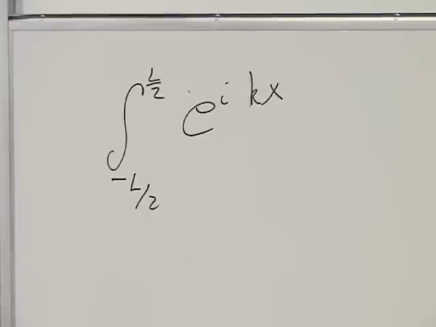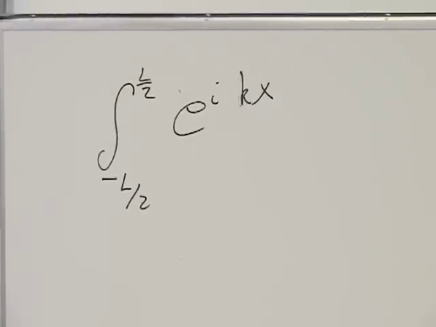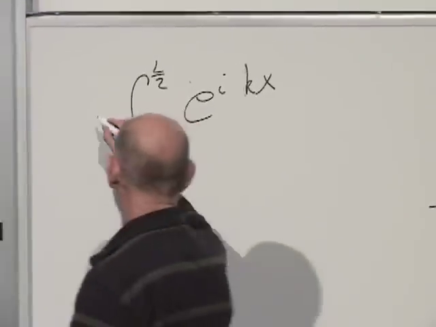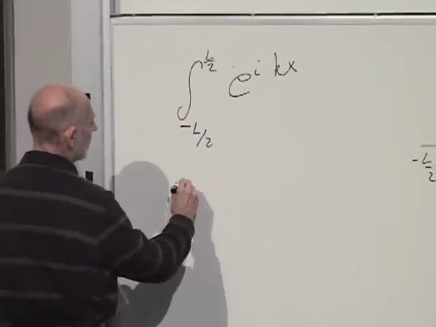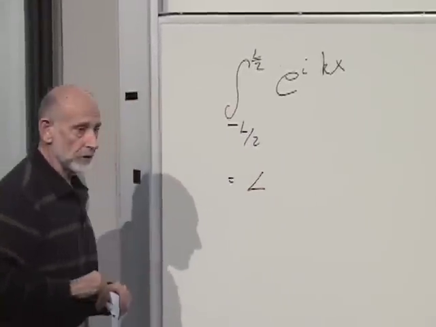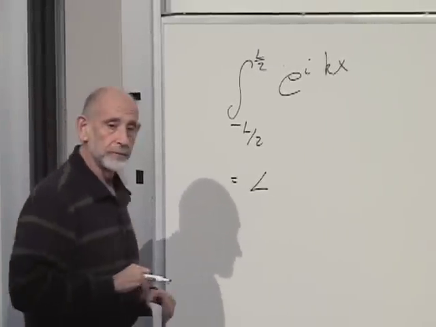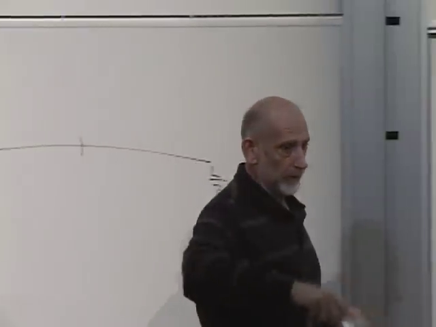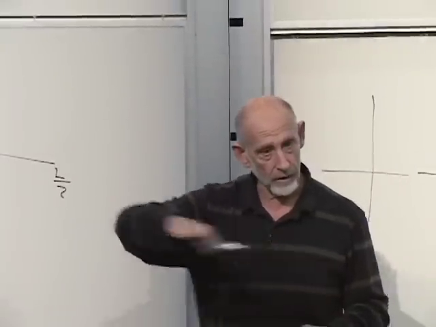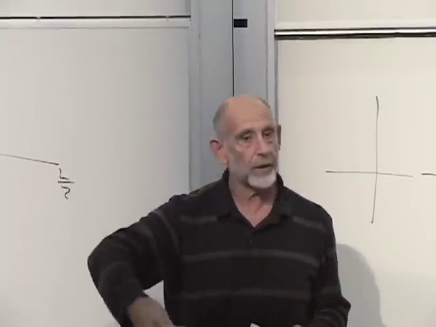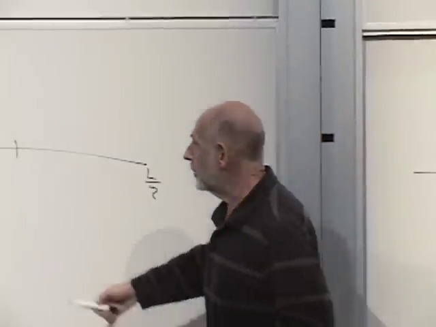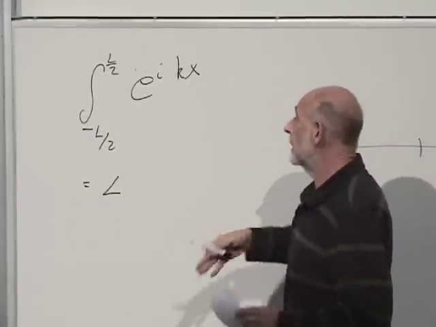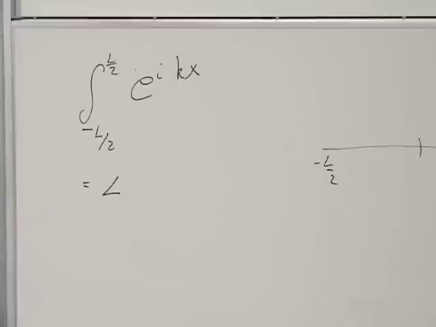What is the answer? First of all, what is the answer if k is equal to 0? It is L. And what if k is not equal to 0? It's 0, because if you take a periodic function that oscillates and you integrate it, you get 0 because it's positive as much as it's negative. Only for k equals 0, in which case it doesn't oscillate and is just equal to 1, do you get L.